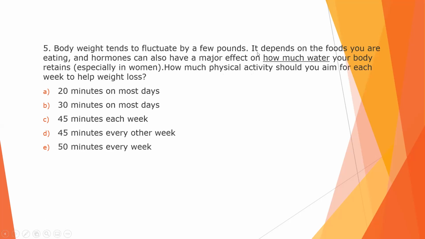Body weight tends to fluctuate and it depends on the food you're eating, the hormones you're taking, and how much water you're taking. So, how much physical activity should you aim for each week to help your weight loss, that is not extensive and out of your range, which is a normal exercise or normal daily routine? 20 minutes on most days, 30 minutes on most days, 40 to 45 minutes each week, E. 45 minutes. Yes, B is the right answer. It's 30 minutes on most days by the recent guidelines.